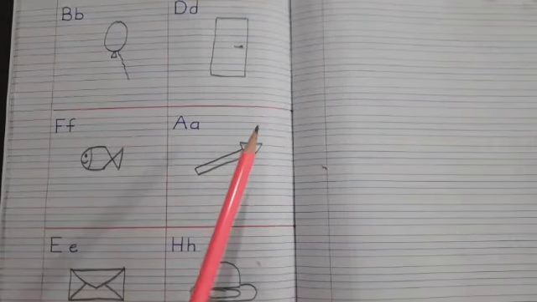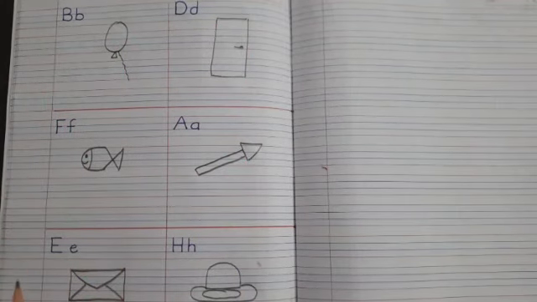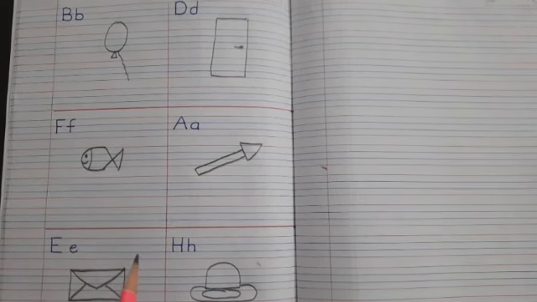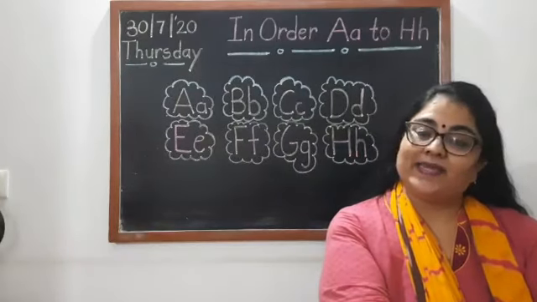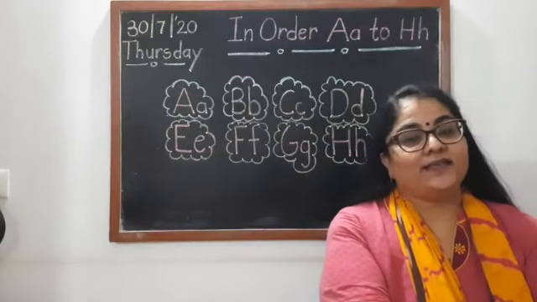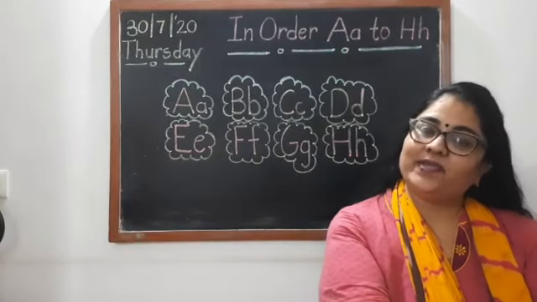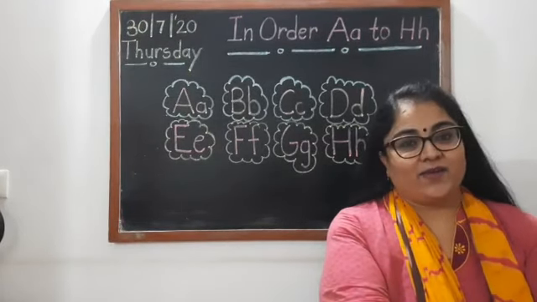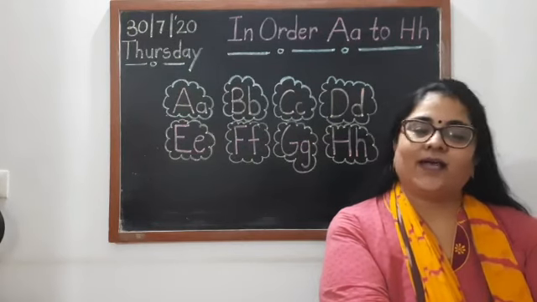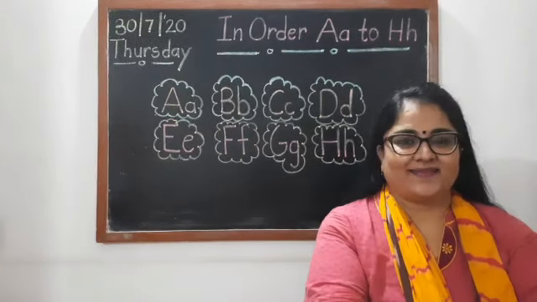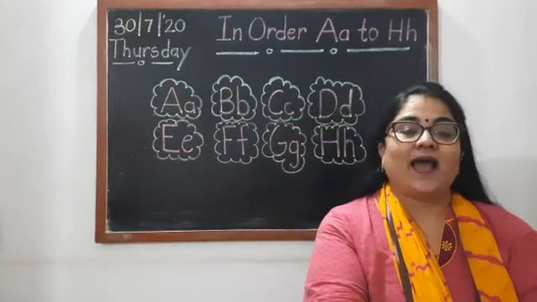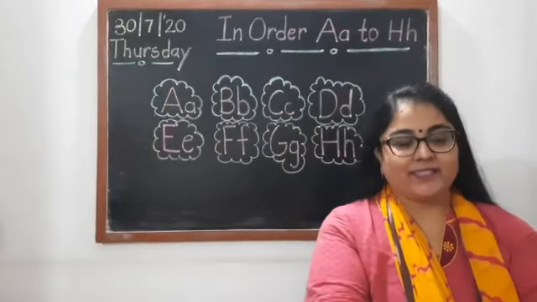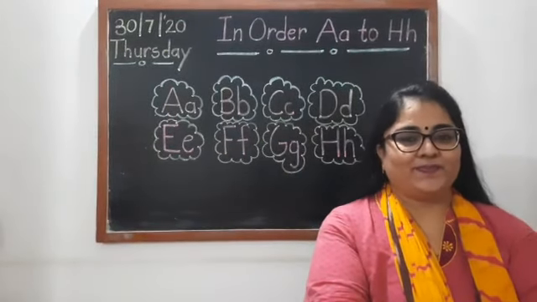I hope you all have completed your exercise of drawing as per the alphabet like this. And we will also complete the exercise that I gave you yesterday. So what was the exercise? In the exercise, we have to draw as per the alphabet, right? Now, once again, I will show you how to write in order A to H in our notebook.